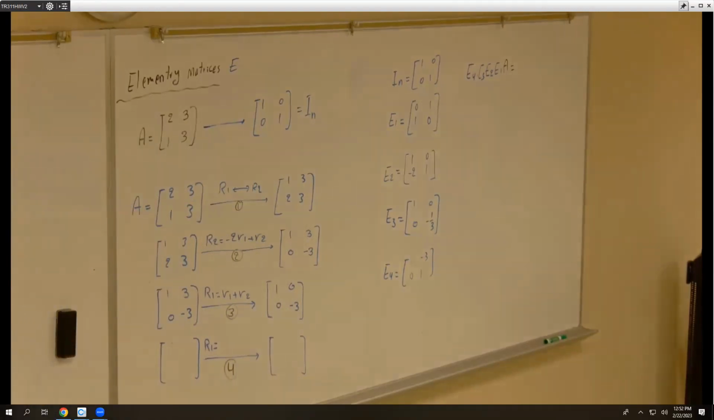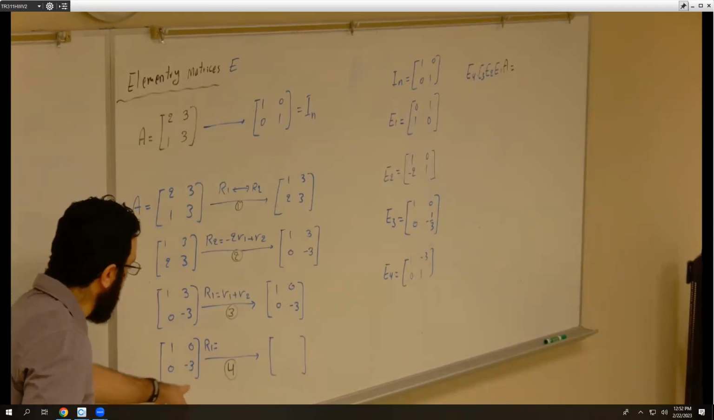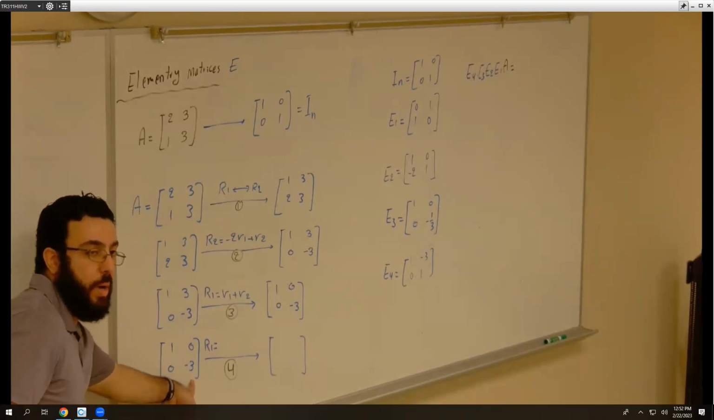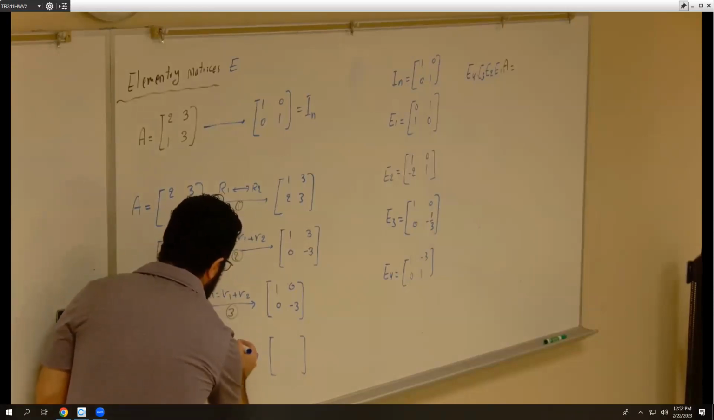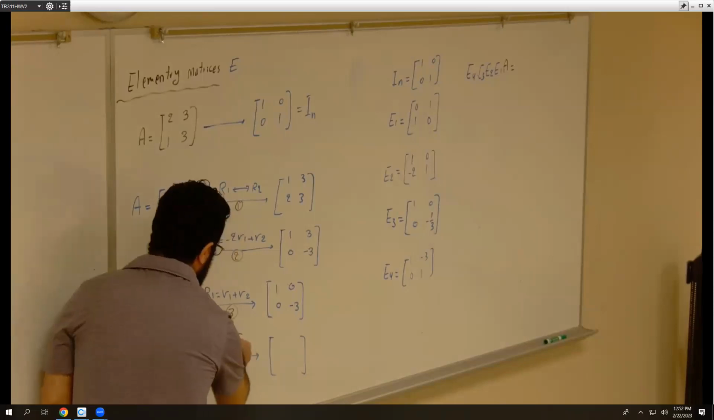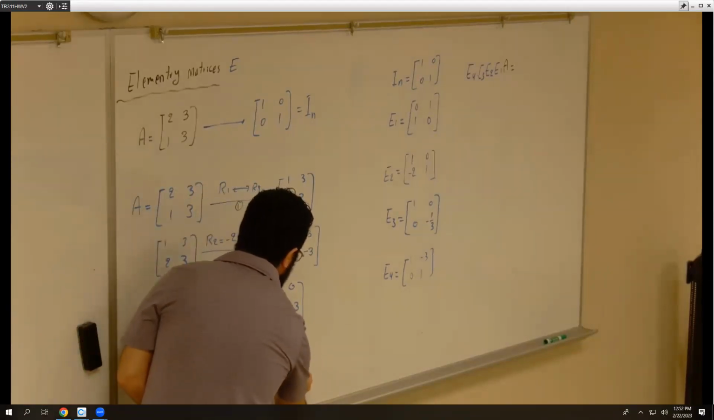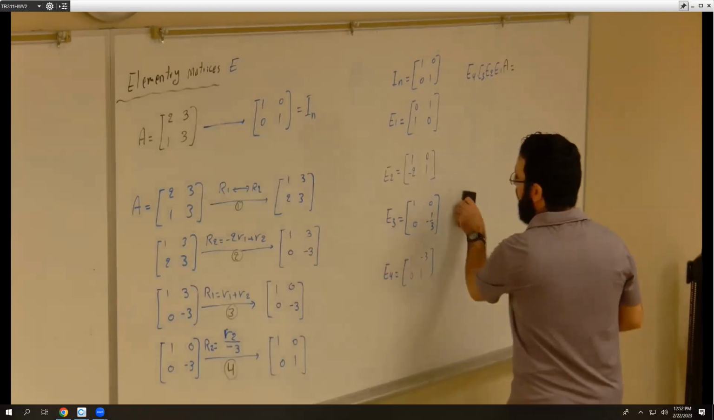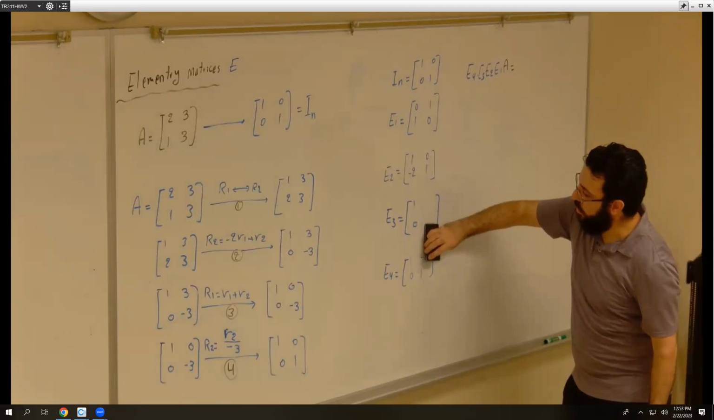Okay. Now let's write down the new matrix. 1, 0, 0, -3. Now the last operation, we need to convert this number to 1. So I'm going to divide R2 by -3. R2 divided by -3. The result is going to be 1, 0, 0, 1. Let's go back here. This is okay. This is okay. The third one and the fourth one.